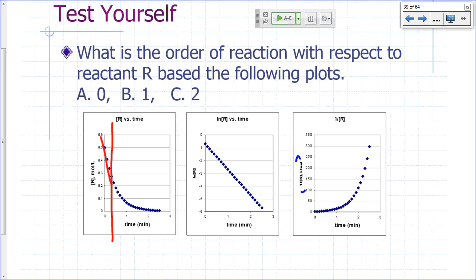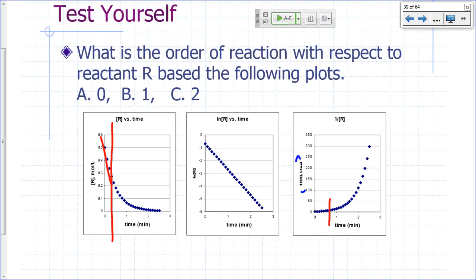In general, you should at least follow the reaction so that your R has dropped by at least 75% or more. What that means is it's been cut in half at least twice. So if you start off with a concentration of 1 for R, follow it until at least it's down to about 0.25. That way, you can really tell if it's in fact a linear plot or not.